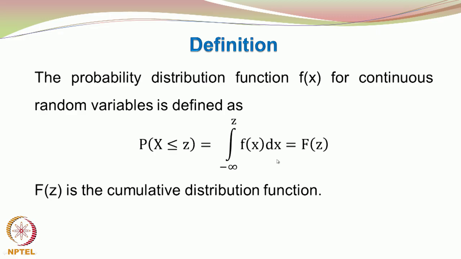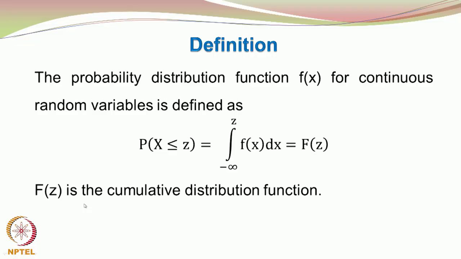Either you can do this integration analytically, or if the form of the probability distribution function is quite complex, then you may want to do it numerically. Anyway, you will get a value, and that value is representing the cumulative probabilities from minus infinity to z, and that is given as the cumulative distribution function. What will happen when z goes to plus infinity?